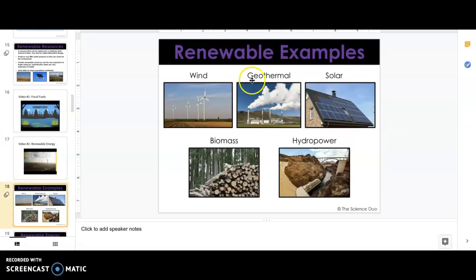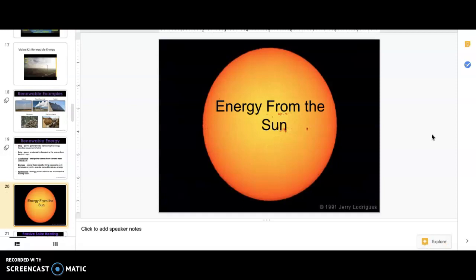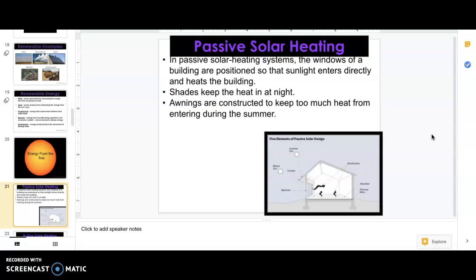We're going to look at wind, geothermal, solar, biomass, and hydropower, not in that order. So energy from the sun is pretty useful. It can generate a lot of heat. Passive solar heating: if during the winter you have windows in your home that face the sun, you may decide to keep the shades up for a while to allow the sun to heat your home.